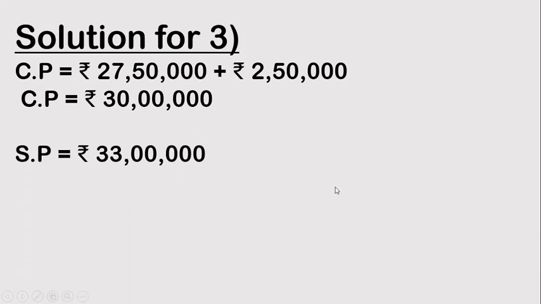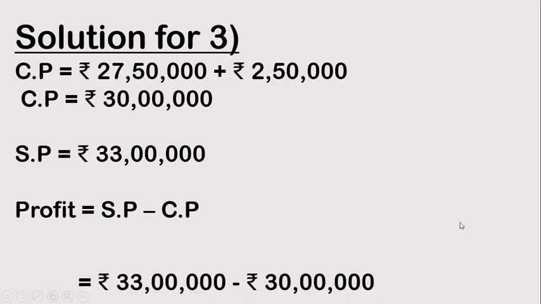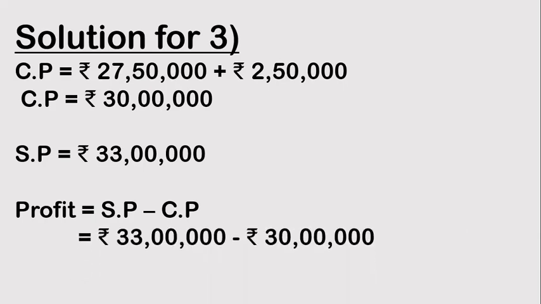So here obviously we can clearly tell that it's a profit amount only. So profit equal to selling price minus cost price, which is equal to 33 lakhs minus 30 lakhs. Our profit amount is 3 lakhs.